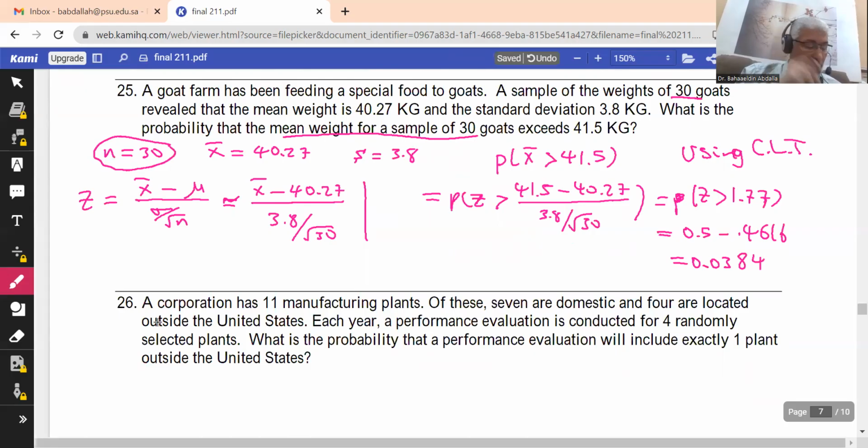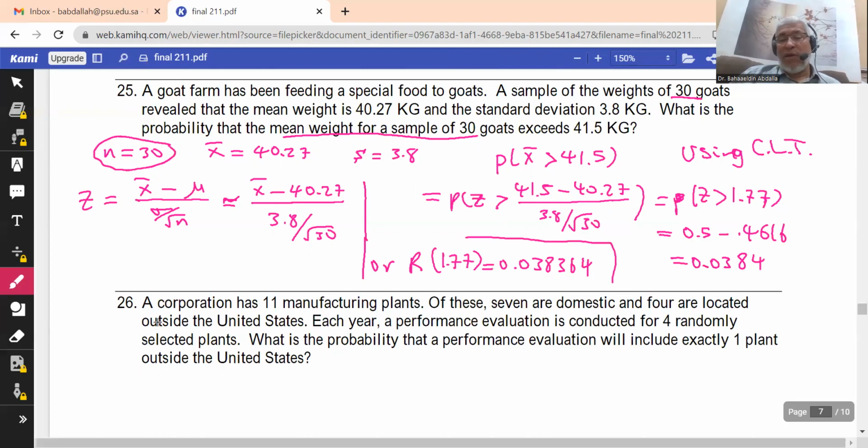Or if you want, you can ask the calculator, this is to the right, to find R of 1.77. If you ask the calculator, shift stat distributions number 3, 1.77, the answer is 0.038364. If you round to 4 decimal places, this 3 will be changed to 4.